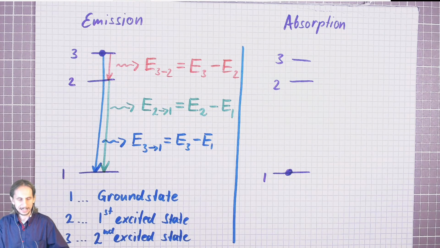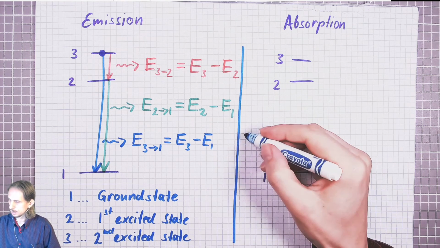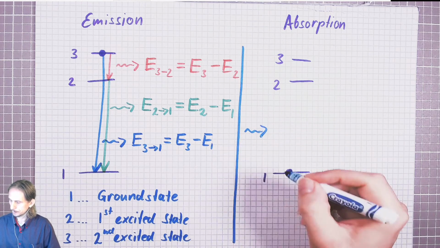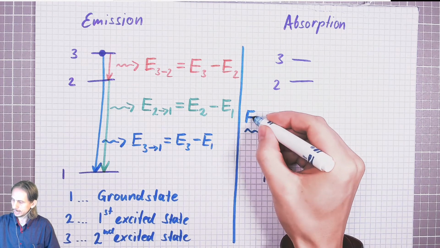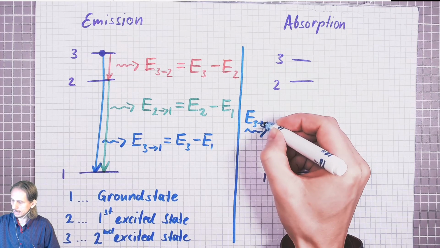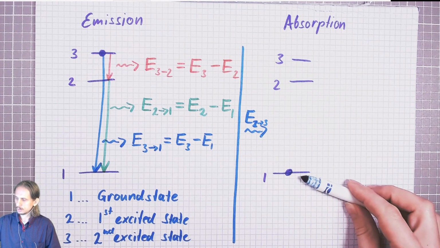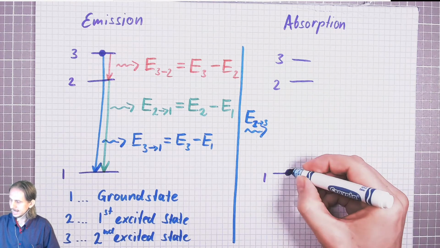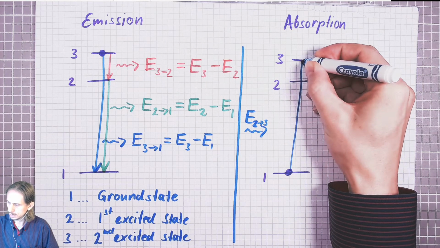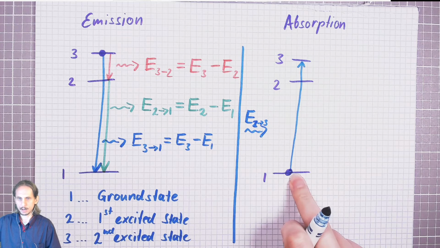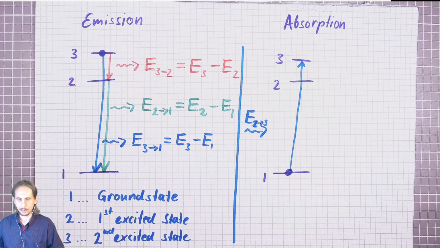Now, we send in photons of a certain light. Let's say we send in a blue photon. If we send in a photon that has exactly the correct energy for going from the ground state to the third excited state, then this is exactly what will happen. We'll take our electron from the ground state and send it up all the way into the second excited state, into the state with label number 3.